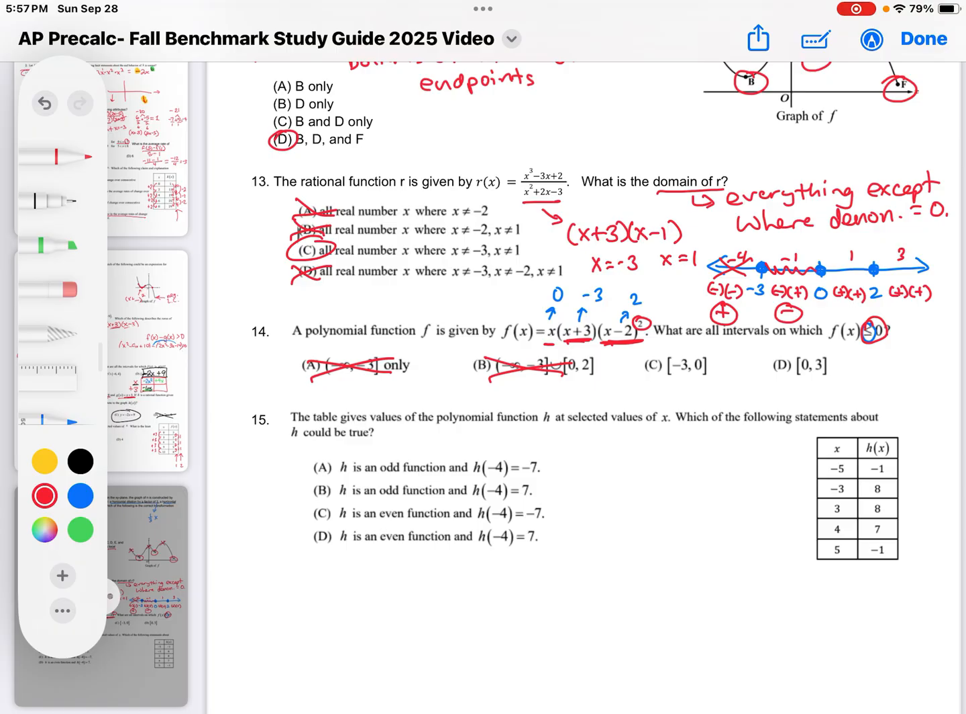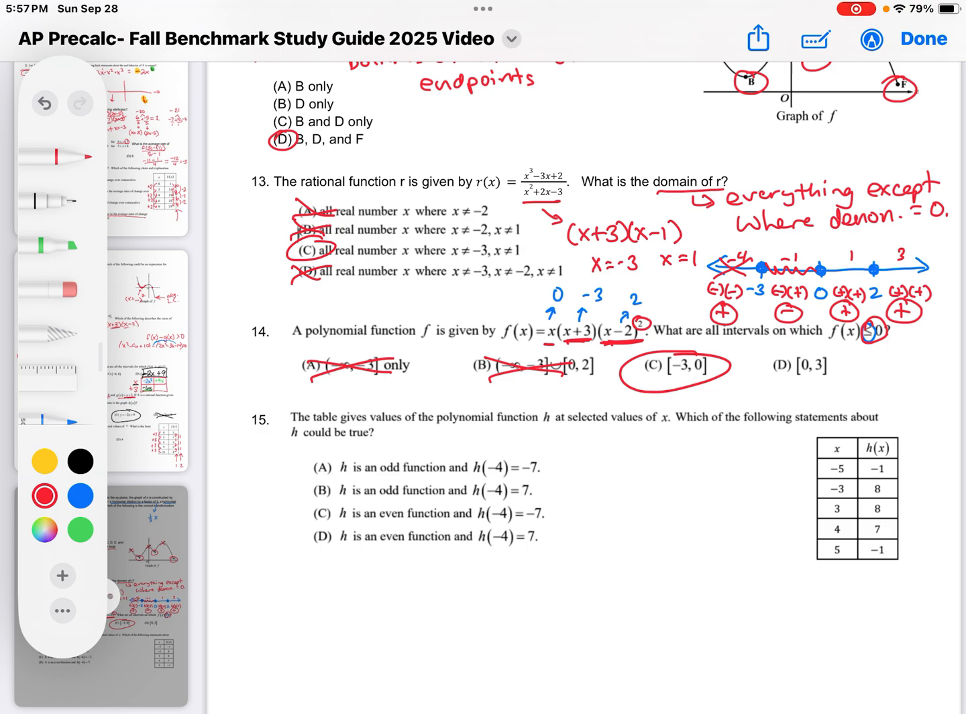That is true. From 0 to 2, I see that we have a positive and a positive, and then from 2 on, we have another positive. So the only interval here is from negative 3 to 0.